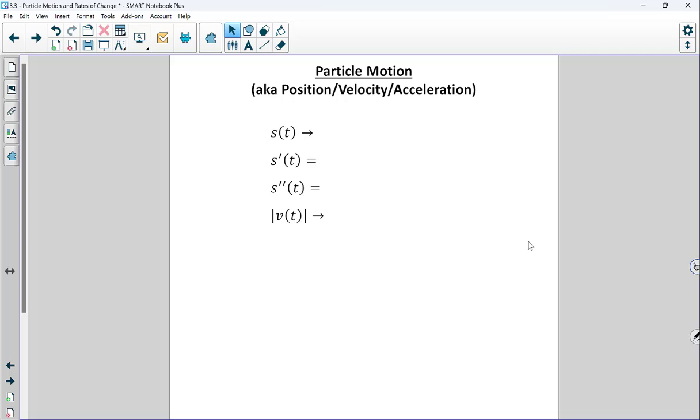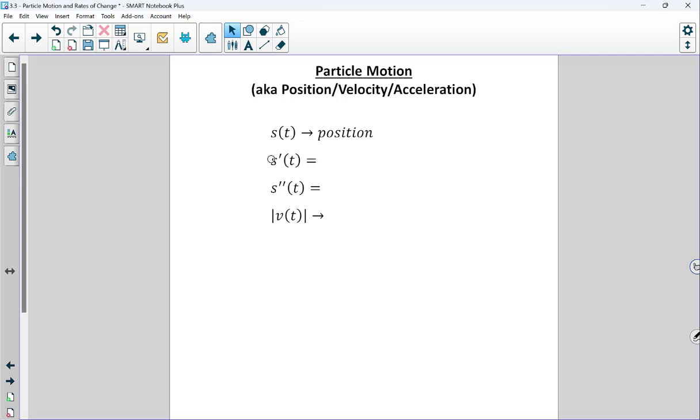In calculus, we often will describe the position function as s of t. S of t is not a standard label for position, but it is a very common label for position, though. If you don't have a label for position, I recommend just use s of t. d of t is also common, x of t, y of t, p of t. And we're not very standardized when it comes to the label for position.